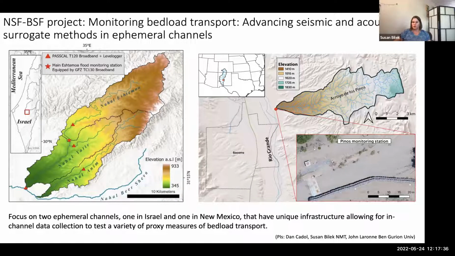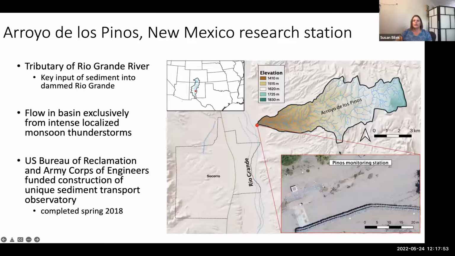So I'm going to focus mostly on data that we've been collecting in central New Mexico today, and that's at the Arroyo de los Pinos site. But I do show the map for our site in Israel as well. So we'll focus here on the New Mexico site.